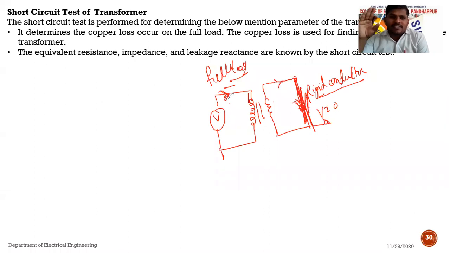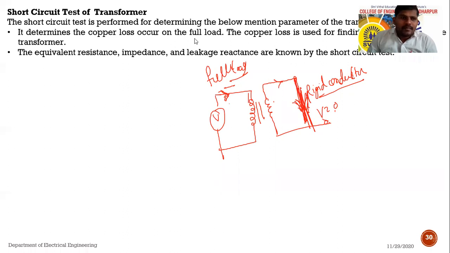So this voltage is called the short circuit voltage. This current is called the short circuit current, and the power that occurs when conducting the short circuit test is called the copper loss. And this power is nothing but the copper loss of the transformer. Yes. Are you noticing what I am telling?